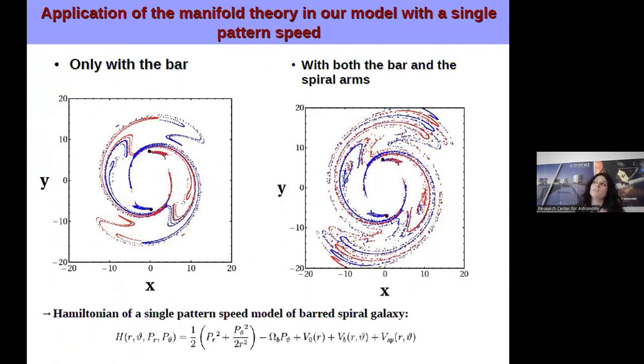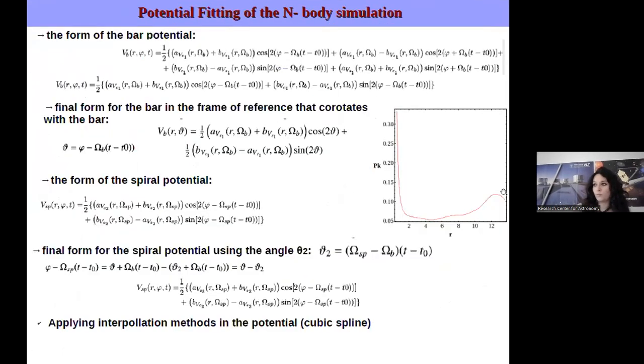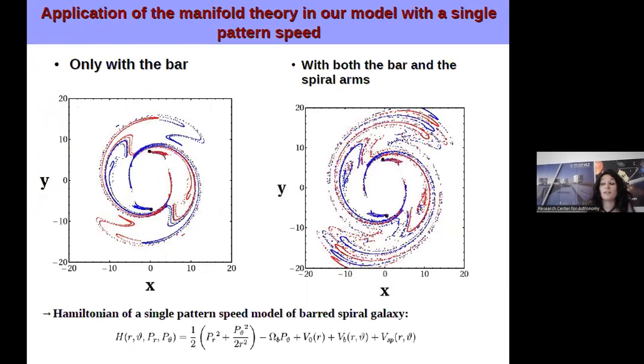We first tried to make the manifolds with the assumption of a single pattern speed. In this case, as I told you before, there is no theta 2 angle, which is the phase difference of the two modes, the spiral arms and the bar rotating with two different pattern speeds. It is what imports time dependence in our problem. We don't have this angle if we take into account the assumption of a single pattern speed, we just have theta. And our Hamiltonian is 2D. The coordinates are r, theta, pr, p theta, the respective momenta. Okay, and we tried to construct the manifolds.